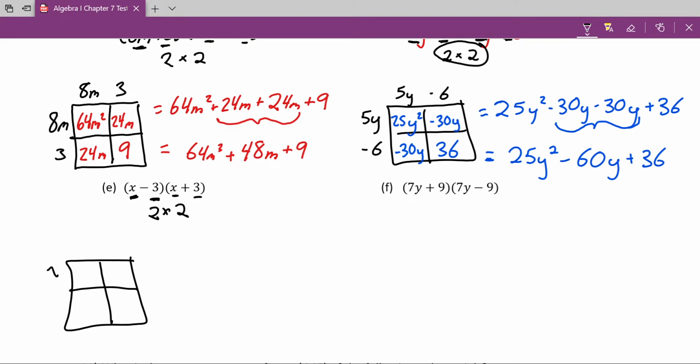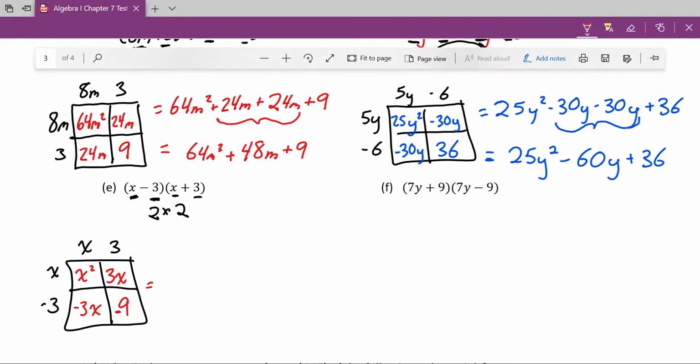And we're going to put the first polynomial on the left and the second polynomial on top. And just multiply them just like normal. X times x is x squared. 3 times x is 3x. Negative 3 times x is negative 3x. And negative 3 times positive 3 is negative 9.